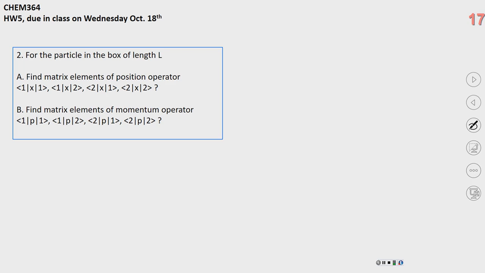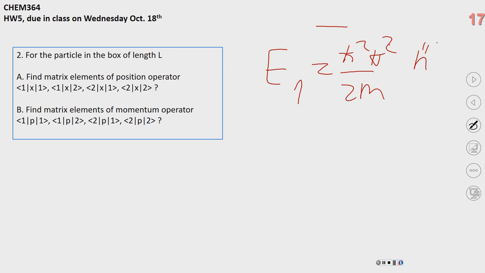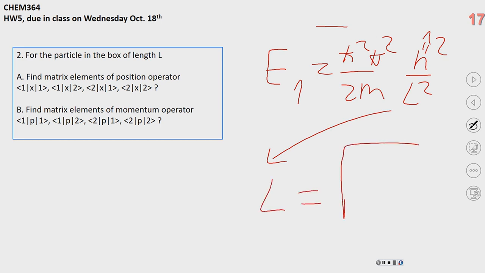So for question number 1, I didn't even include it in the key. What we are supposed to do is write E1 = (h bar squared pi squared n squared) / (2 m L squared) and solve for L.